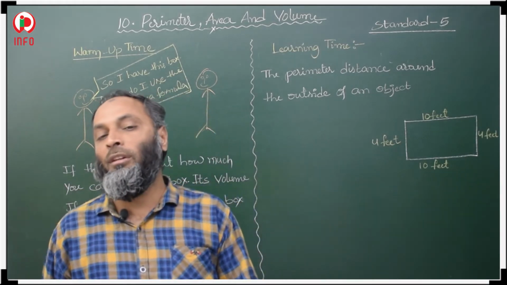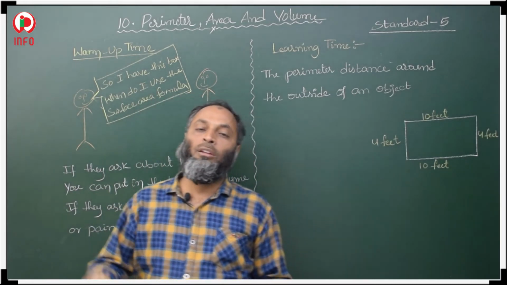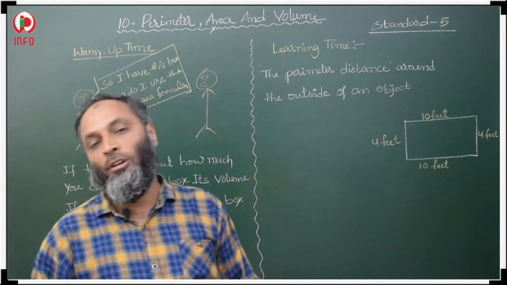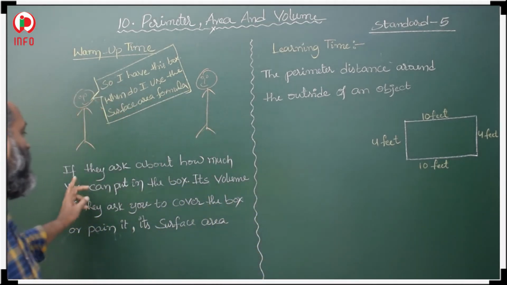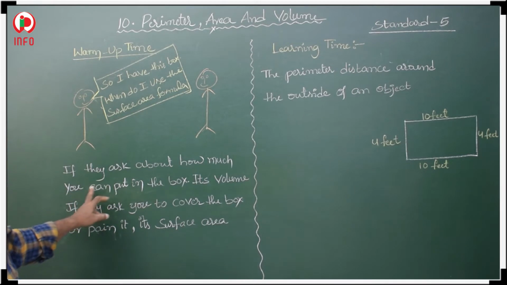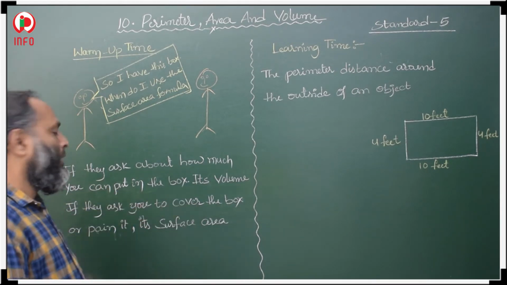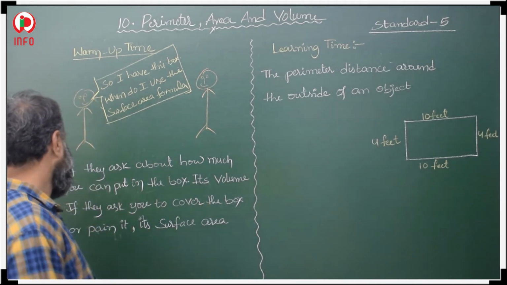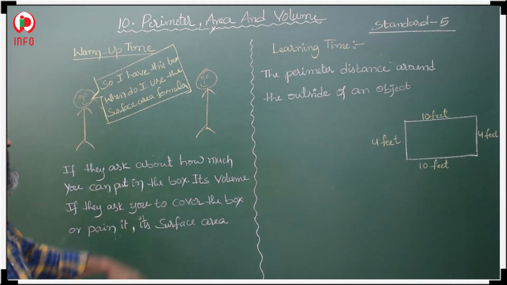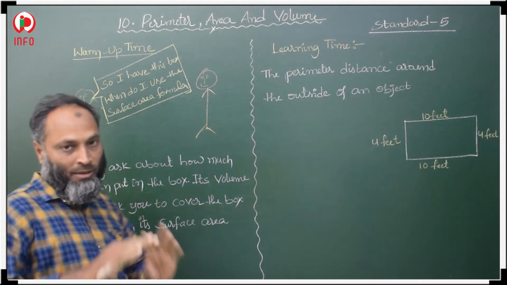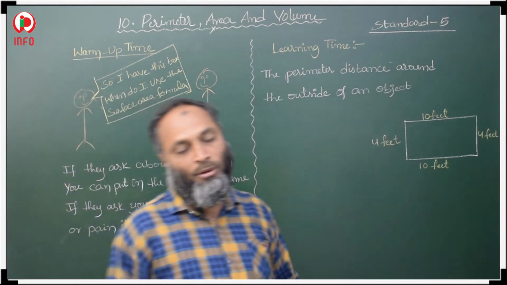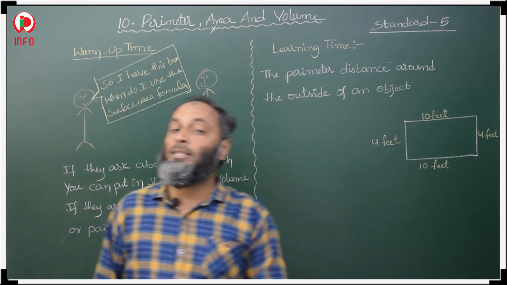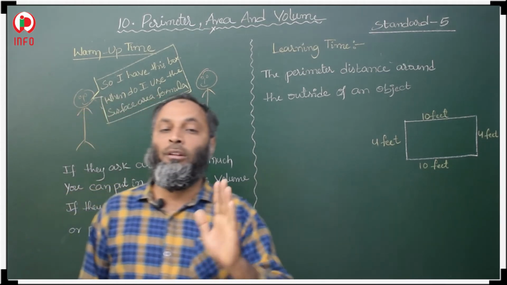And volume, when we are going to keep something in the box, then we find volume. If they ask how much can be put in the box, it's volume. If they ask you to cover the box or paint the box, then surface area we need. This is the difference between surface area and volume.